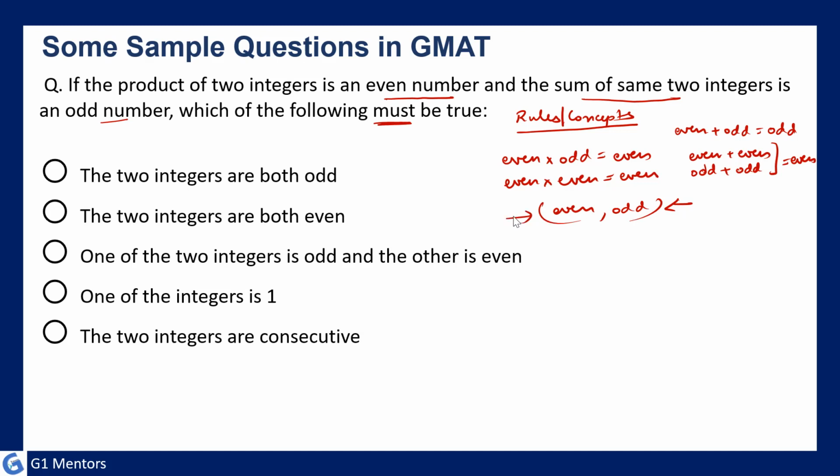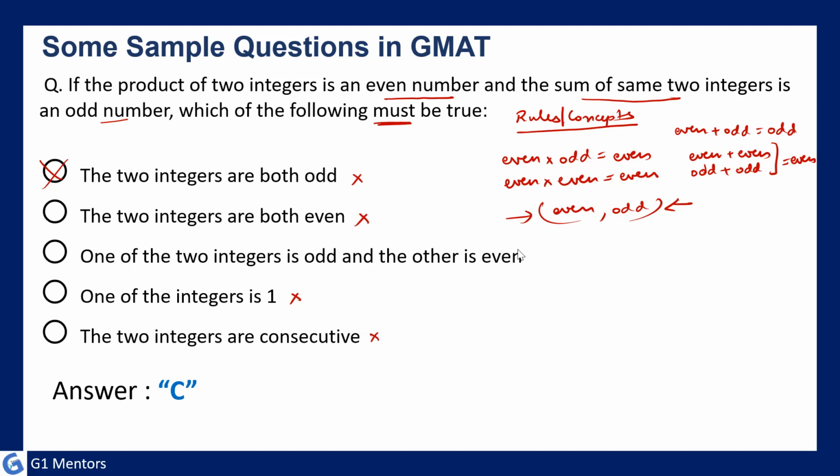Now let's see the options. Two integers are both odd. No, this is not true at all. Correct? So since one of the numbers is even and one of the numbers is odd, two integers are both even. No, this is also not true. One of the two integers is odd and the other is even. Yes, this is the right answer. Answer is C. Now let's see, one of the integers is 1. Maybe, maybe not, so this is not the answer. The two integers are consecutive. No, it is also not given. So the answer to this question is C.